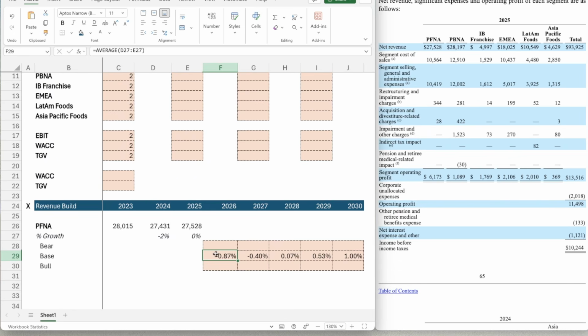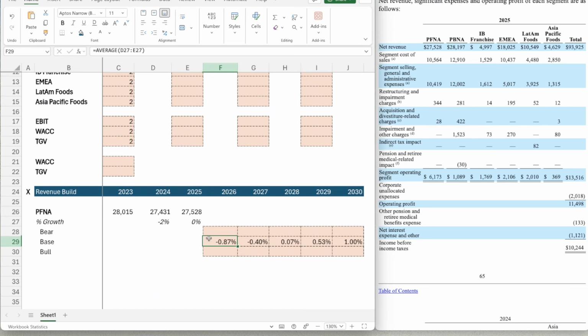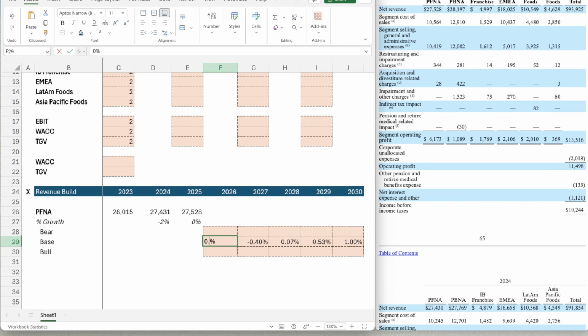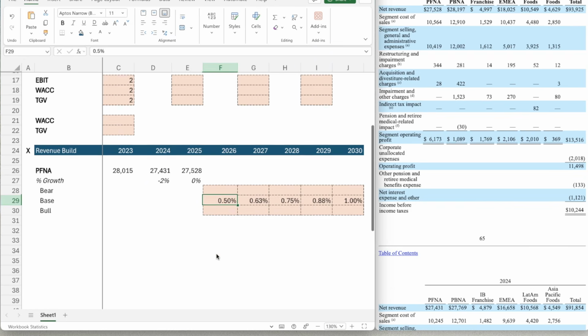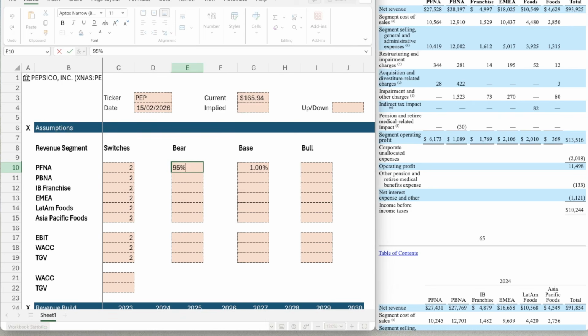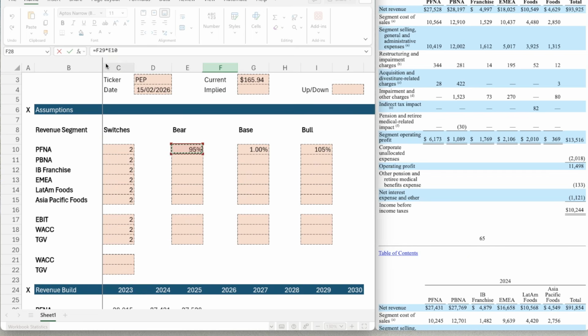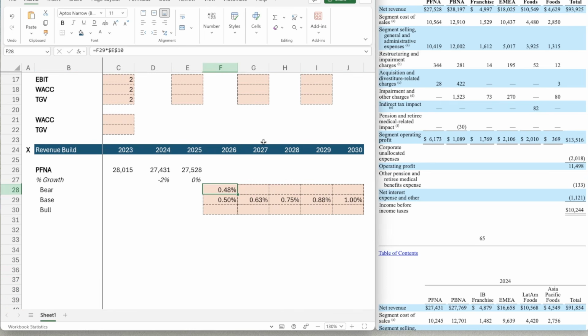Actually, let's say it will be a bit better. It's probably not going to be that, so let's say there's a 0.5% growth next year instead. The bear case is going to be 95% of this 1%, and the bull case will be 105% of the 1%. Make sure to lock this in. Do the same here.